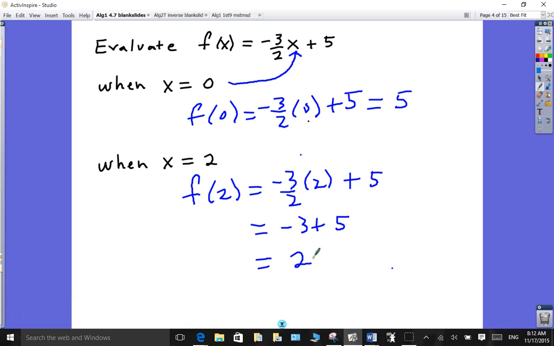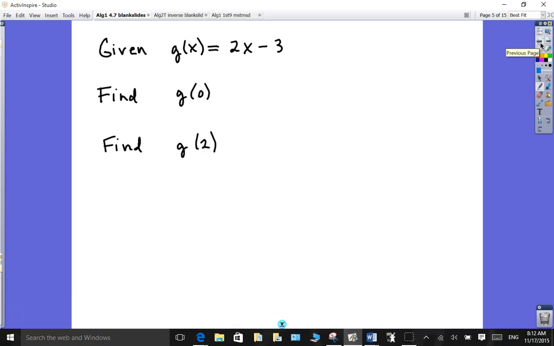Yeah. If it says find f of 2, that would be good just like it is. That would be good just like it is. Yeah. Done, Tate?